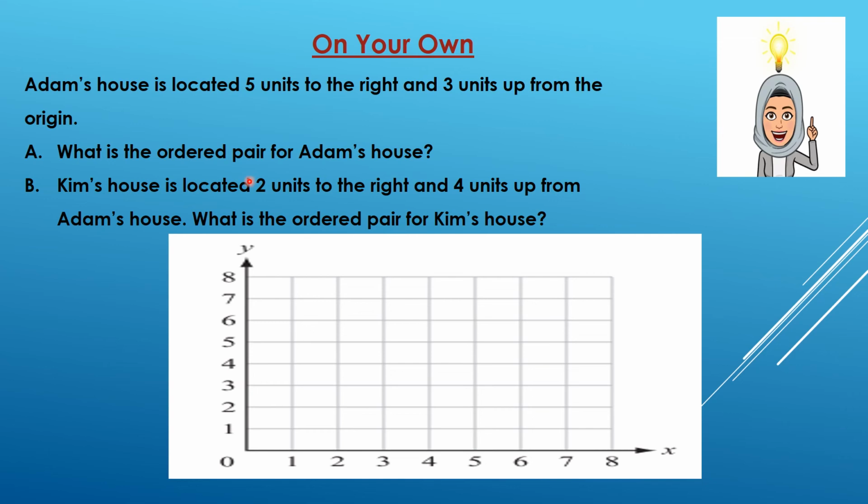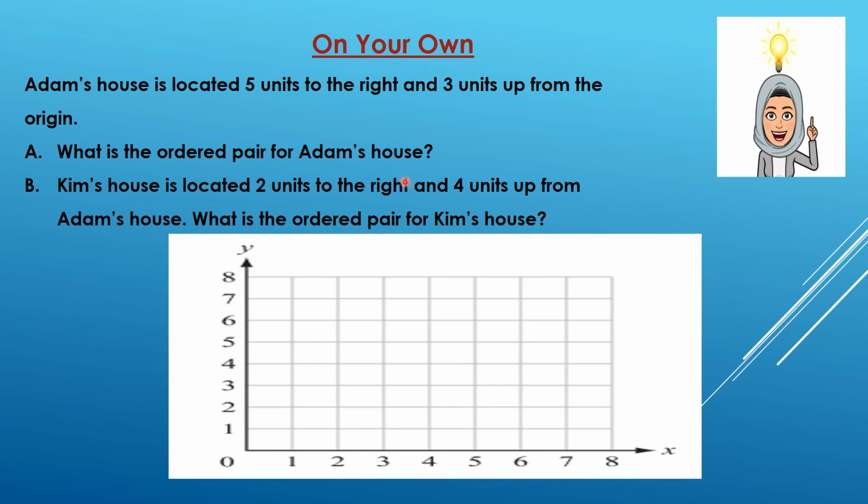Now let's do this on your own. Again, you can use your math notebook, or you can have a look at the coordinate grid and orally tell the ordered pairs. Adam's house is located 5 units to the right and 3 units up from the origin. First, we will do part A. What's the ordered pair for Adam's house?